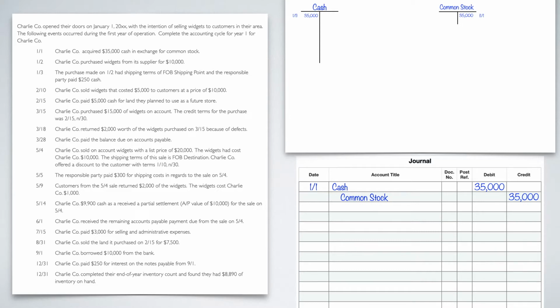1-2, or January 2nd. Charlie Company purchased widgets, which again are our inventory, from a supplier for $10,000. It doesn't say cash, but we can assume cash because it doesn't say anything else about on account. So again, 1-2. Is cash affected here? Yes, it is. What is my cash doing? It's going down because we bought these with cash. So I'm going to credit cash for $10,000. And then what is my debiting account? Well, I'm getting inventory, so I'm going to debit inventory by $10,000 as well.